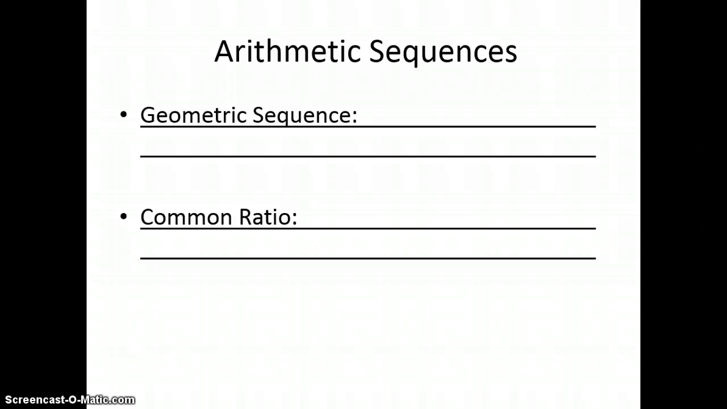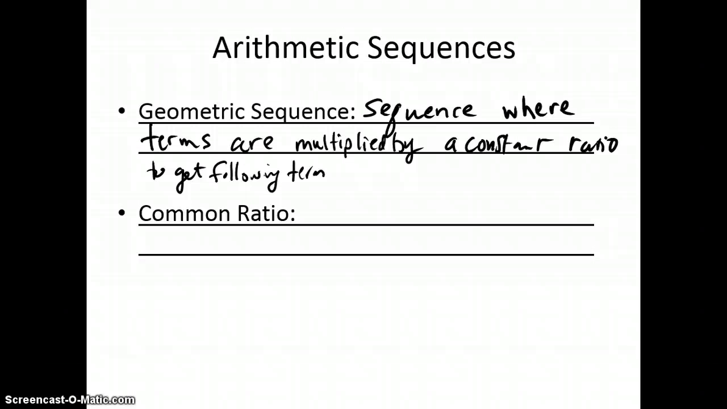So basically what we're going to do is take one number and multiply it by a constant number each time to get your next term. This definition is kind of a layman's term definition, because the mathematical definition is a little hard to wrap your mind around. The most basic example I can give is the sequence 2, 6, 18, and 54.